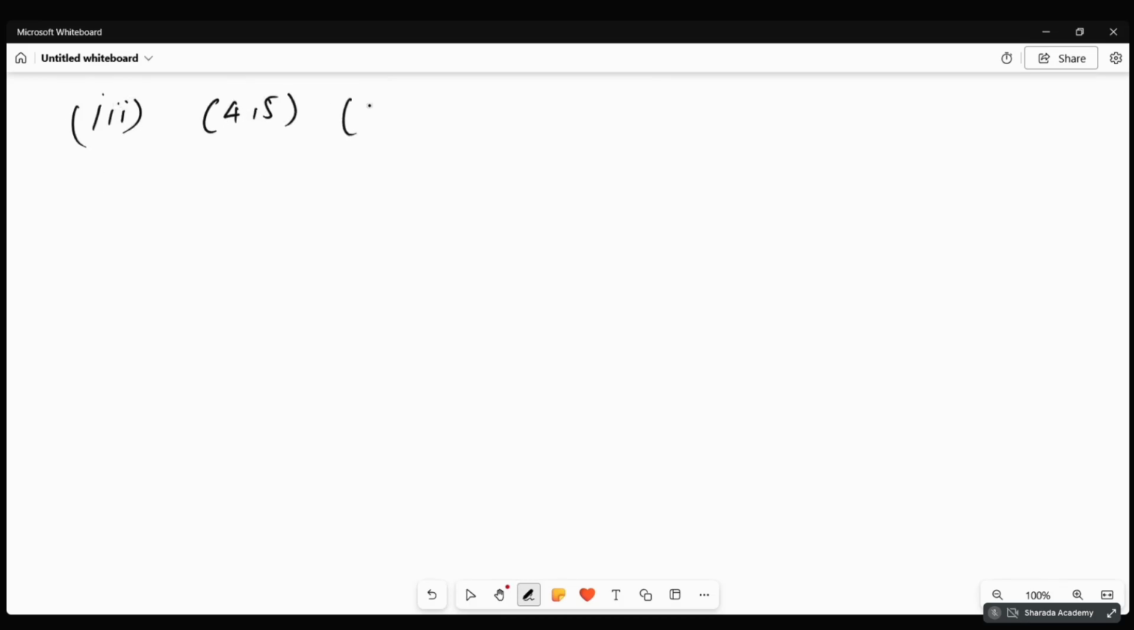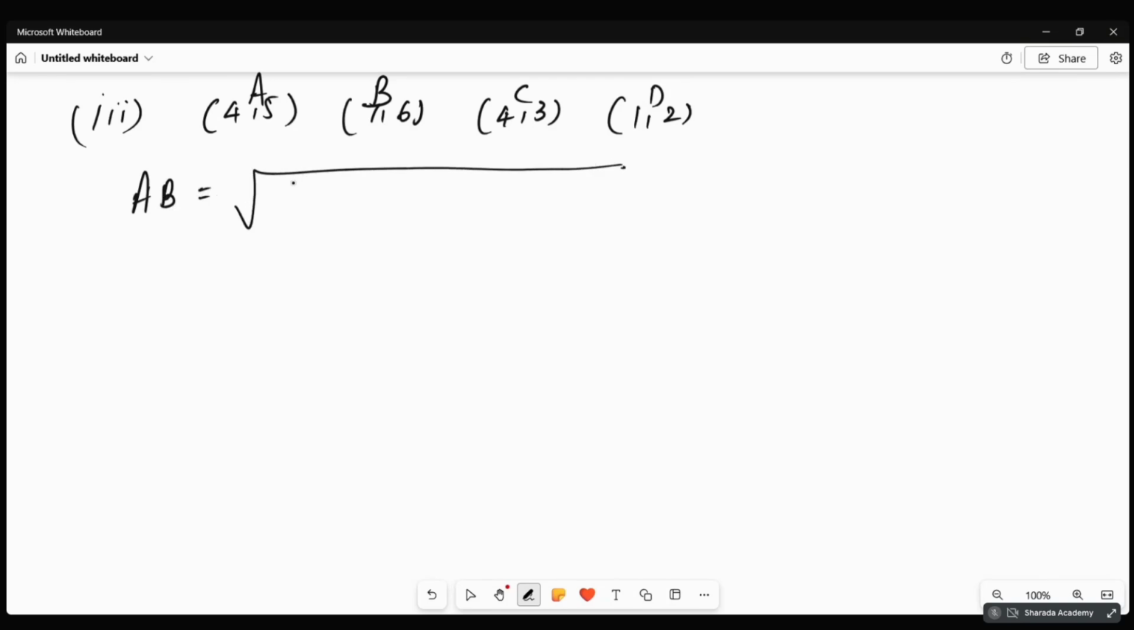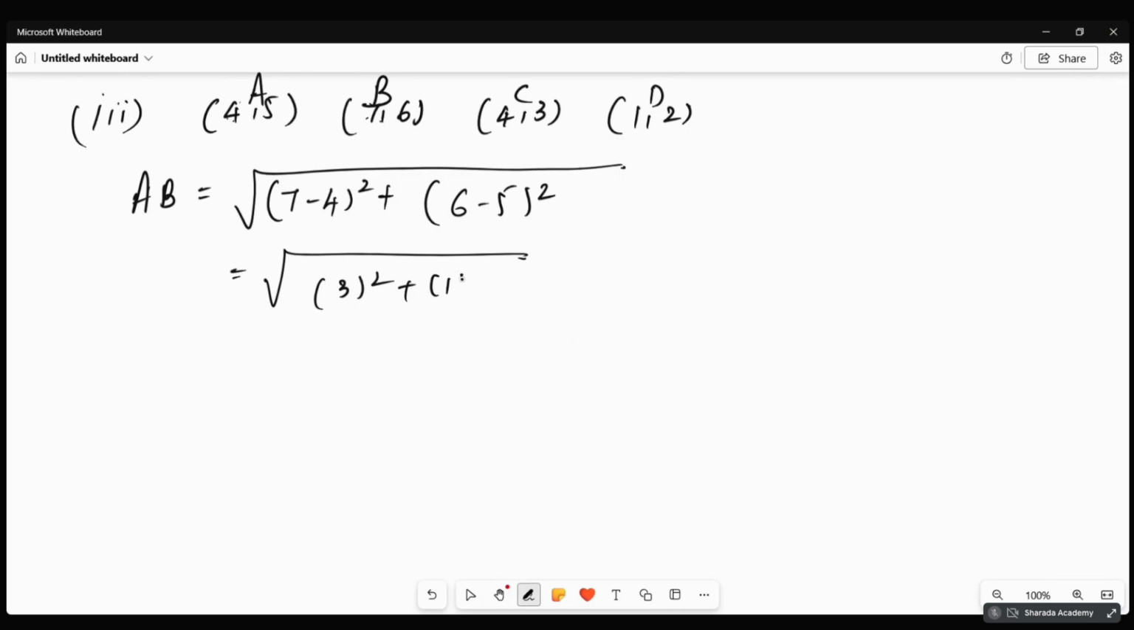You can see the points 4, 5; 7, 6; 4, 3; and 1, 2. I can call these A, B, C, and D. AB is equal to what here? Root of 7 minus 4 whole square plus 6 minus 5 whole square. 7 minus 4 is 3, 3 square is 9, 9 plus 1. So root 10 you will get.